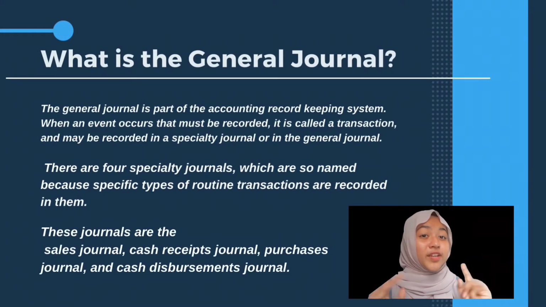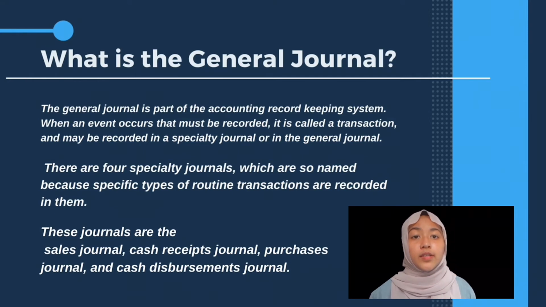What is the general journal? The general journal is part of the accounting record keeping system. When an event occurs that must be recorded, it is recorded as a transaction and may be recorded in a specialty journal or in the general journal. There are four specialty journals, so named because specific types of routine transactions are recorded in them. These journals are the sales journal, cash receipt journal, purchase journal, and cash disbursement journal.